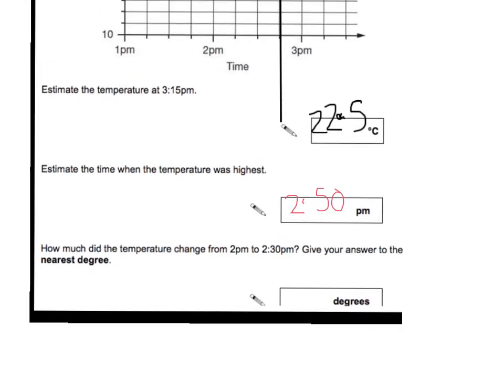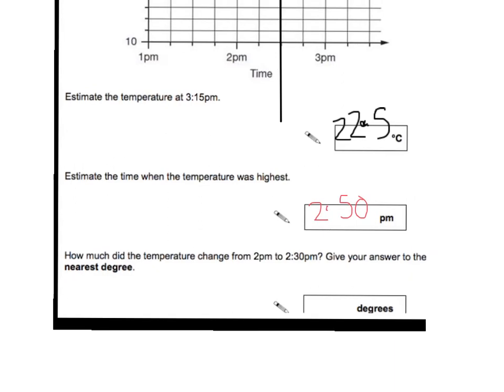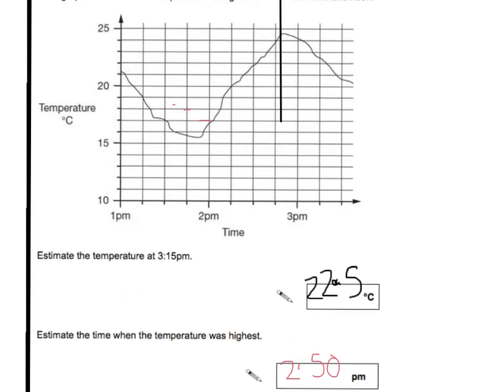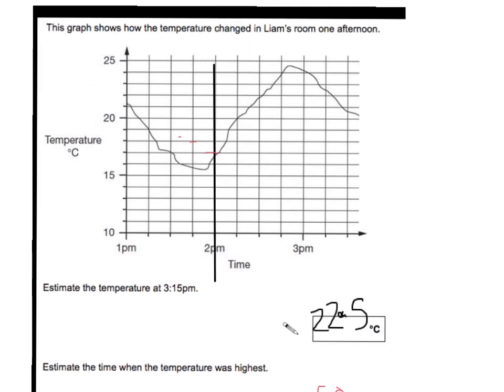And finally it says how much did the temperature change from 2 o'clock until 2:30? Give your answer to the nearest degree, which would indicate it's not going to be a whole number. So between 2 o'clock and 2:30, so I've got 2 o'clock there, and 2:30, which is going to be 2 lines across, which will be here. So I'll get another line at 2:30.